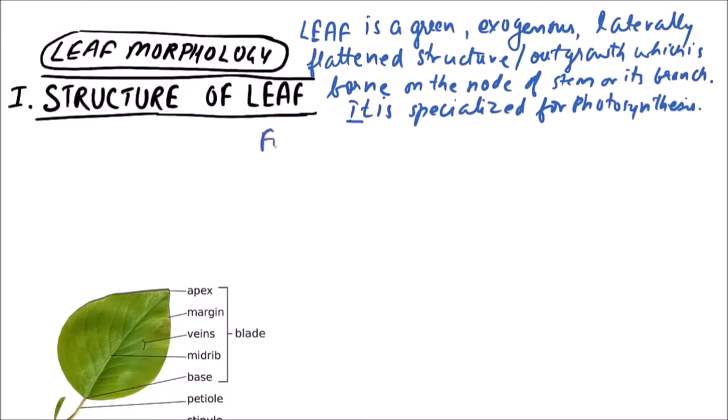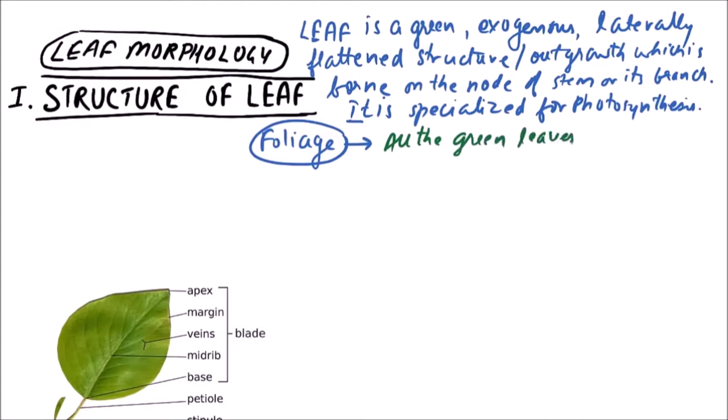There is a term that is foliage. Foliage refers to all the green leaves of a plant.